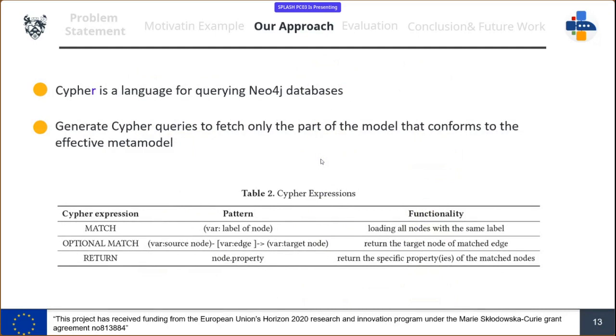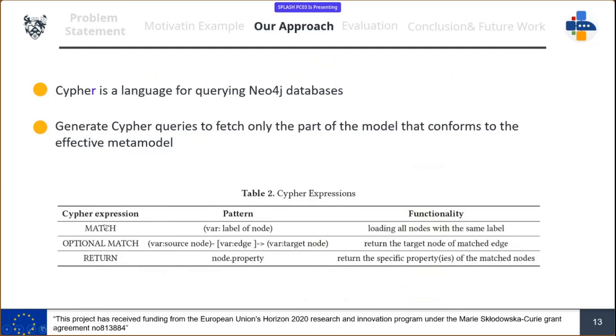On the other hand, we have the effective metamodel. We know that we need this kind of information. But how can we load information from the database using the effective metamodel? Obviously, because we are considering a Neo4j database, we need Cypher queries. Cypher is a language for querying the Neo4j database. So the idea is we can translate this effective metamodel to Cypher queries and then load the information that we need from the Neo4j database. How can we translate the effective metamodel to Cypher queries?